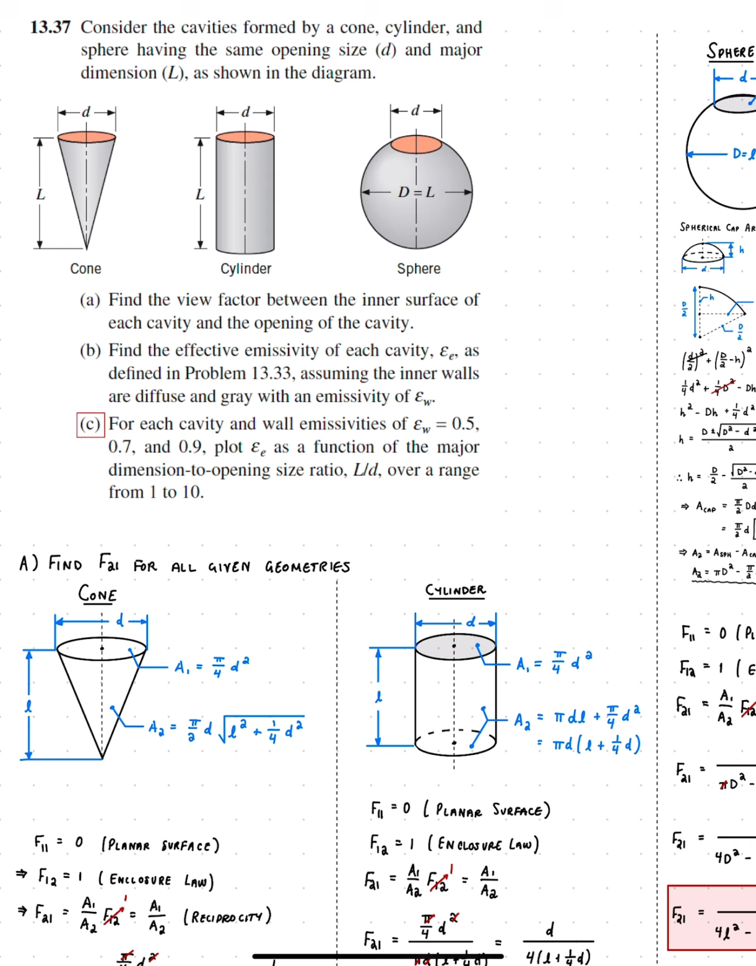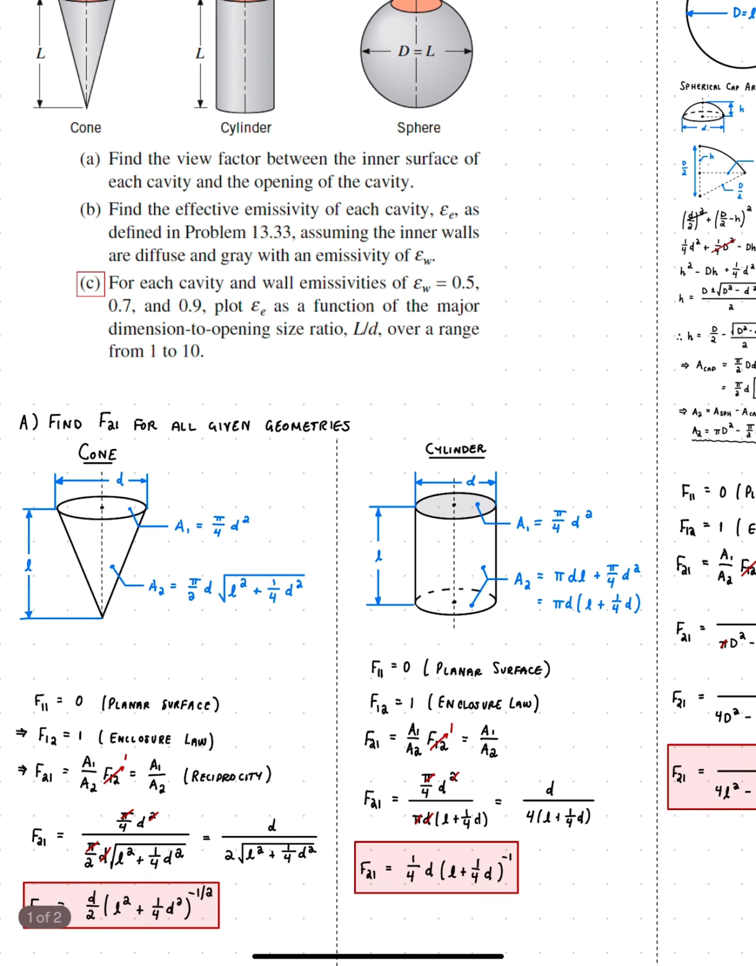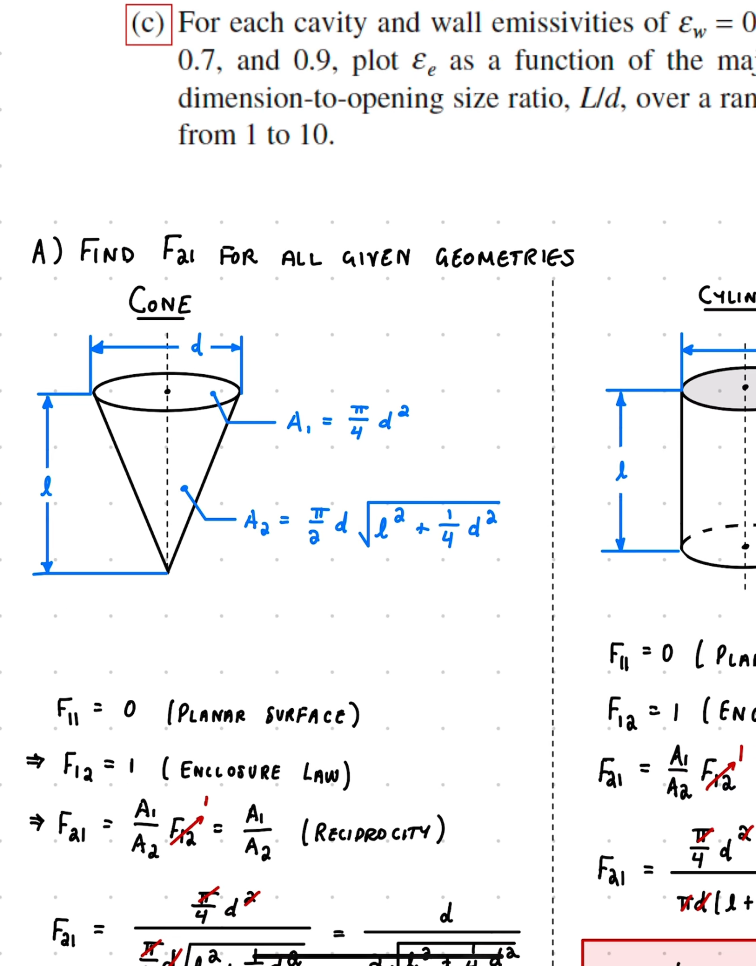Part A says we need to find the view factor between the inner surface of each cavity, which is this gray surface, and the opening of the cavity, which is this orange surface. I labeled the opening of the cavity as surface 1 and the cavity itself as surface 2.